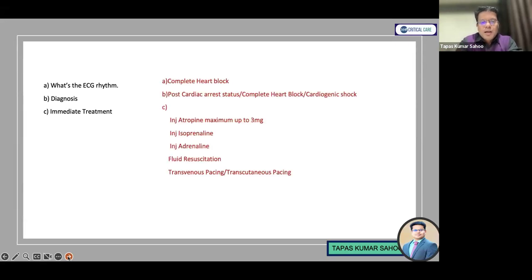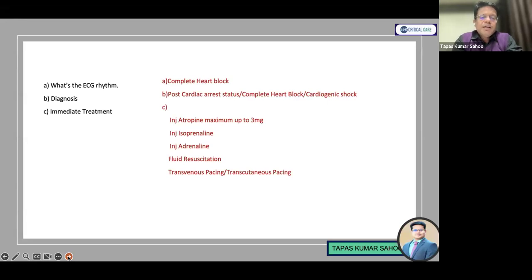So in my opinion, I would say in this question, it's a complete heart block. This is the ECG rhythm. I would explain why. Diagnosis: if I want to get 3 marks in this question, the full marks are 3. So my diagnosis would be, this patient is a post cardiac arrest patient with complete heart block with cardiogenic shock. This is the complete diagnosis. Complete heart block is not a diagnosis. Complete heart block is one of the diagnostic findings that I would like to share.